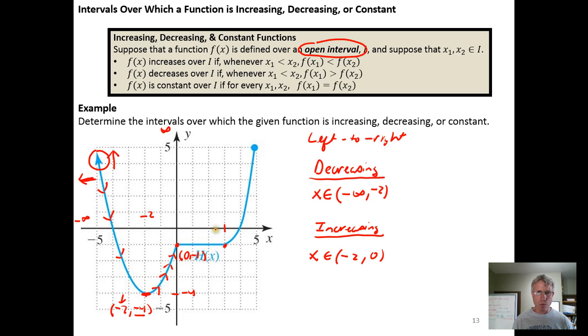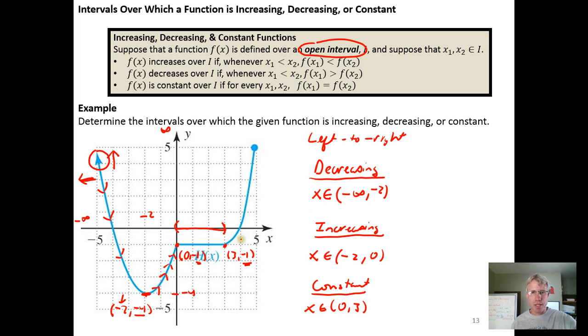This looks like we're out at 1, 2, 3. At 3, -1, the function outputs are always -1. Between 0 and 3, the outputs are constant. They're -1. So we have an interval over which the function is constant. So x is an element of starting at 0, not including 0, running all the way over to 3. We have an open interval over which the function is constant.